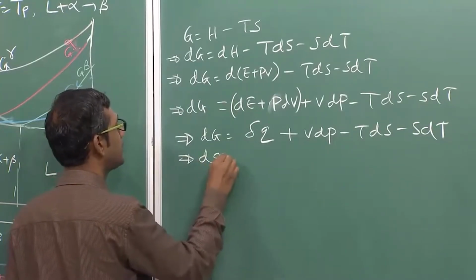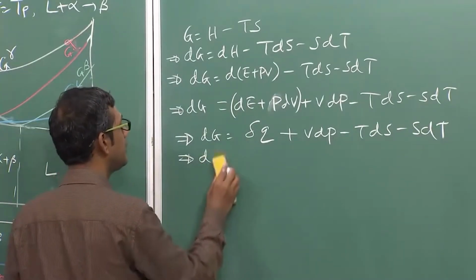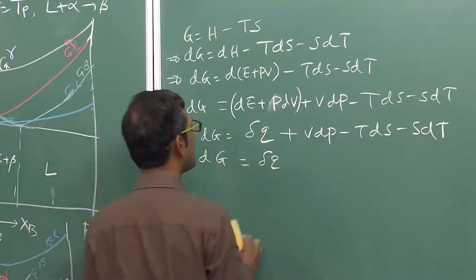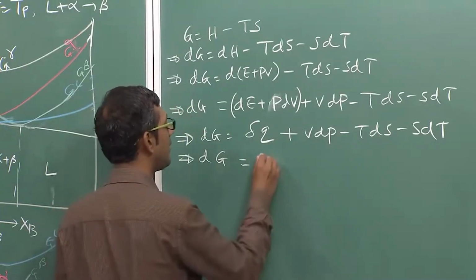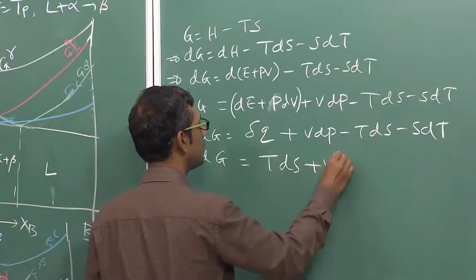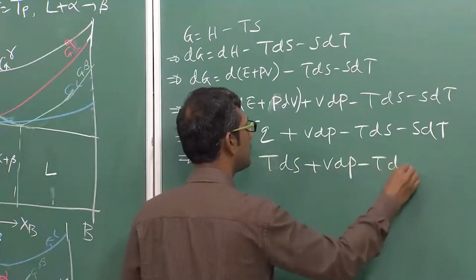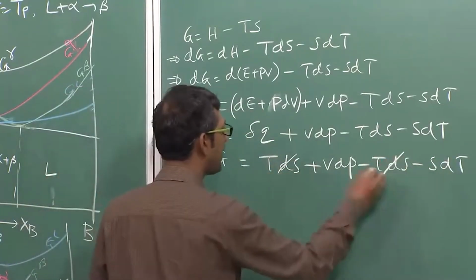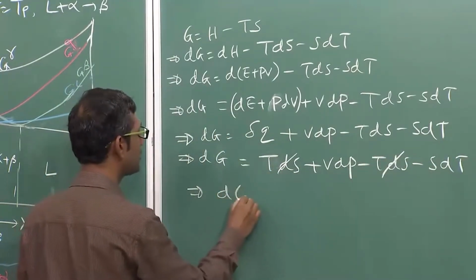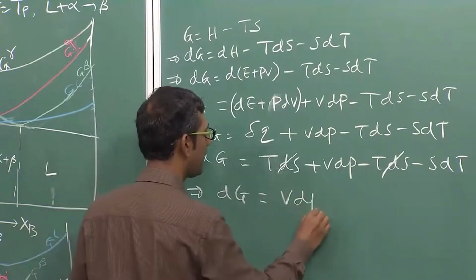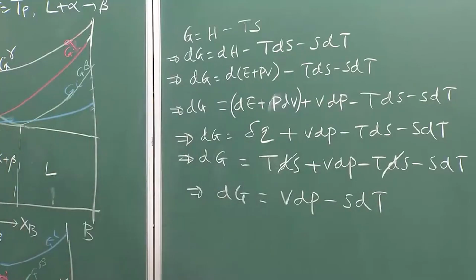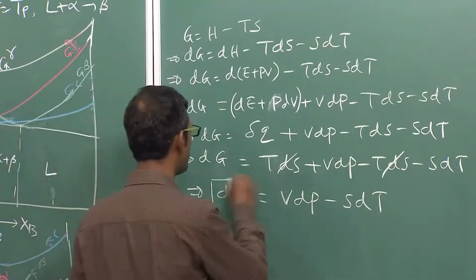Similarly, we can again use the second law of thermodynamics. The second law tells you del Q is nothing but TdS. So TdS gets cancelled. Therefore, we get the total differential of G, a function of pressure and temperature, equal to VdP minus SdT. Now to derive the effect of pressure on temperature, we are going to use this particular expression.